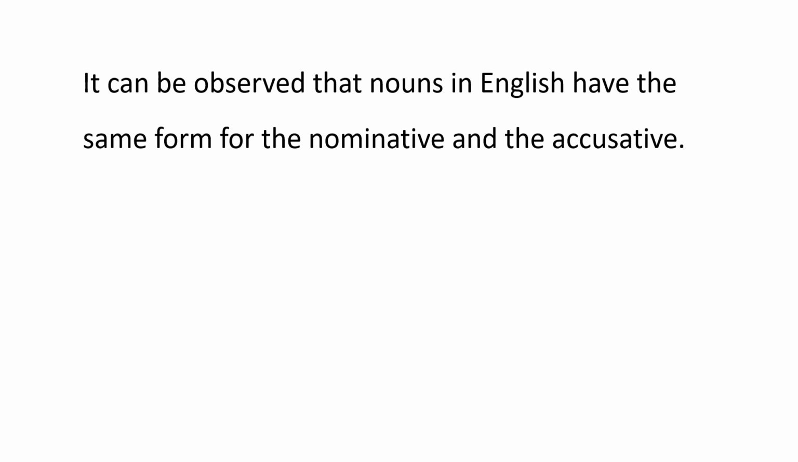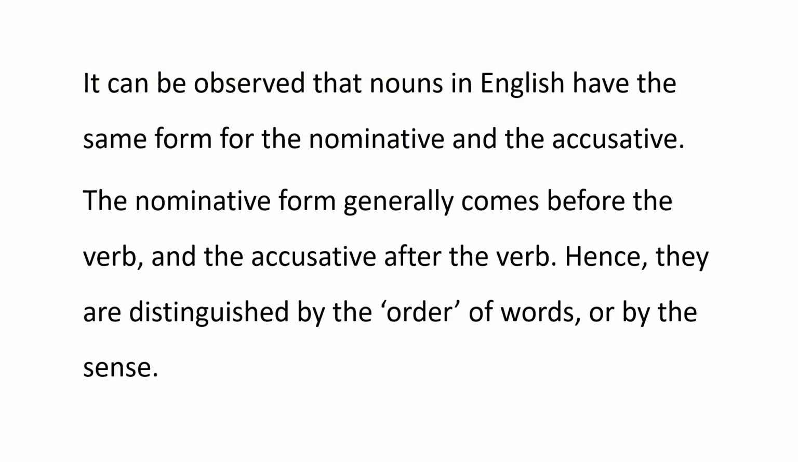A noun can be used in different ways. Sometimes it is in the nominative case when it is used as a subject. When it is used as an object, it is called the accusative case. Generally, the nominative form comes before the verb. Now you see Harry came first, then came the verb, and then the accusative after the verb. For example, Harry hit Muhammad. So Muhammad is the object. Hence, they are distinguished by the order of the words or by the sense.